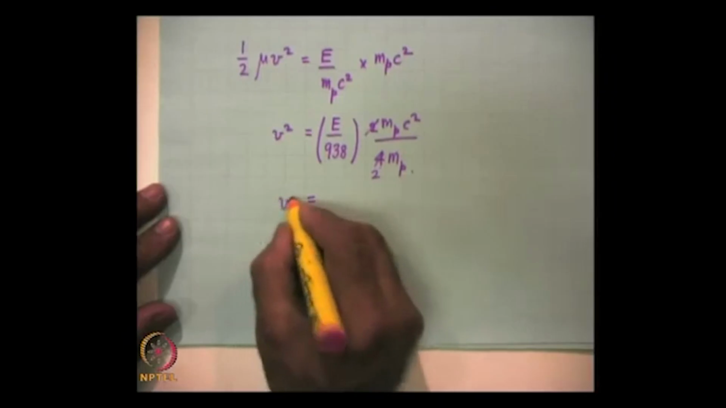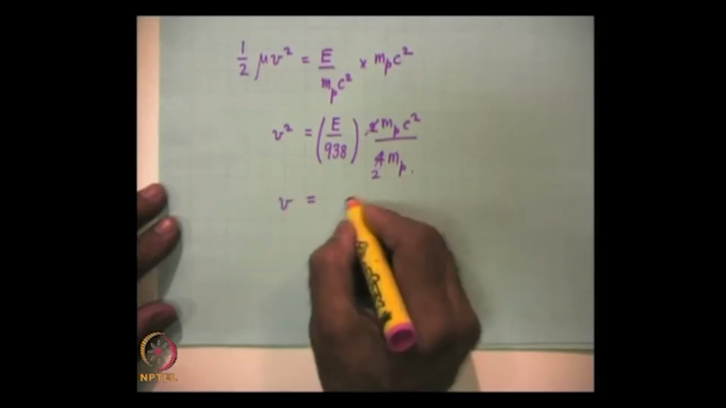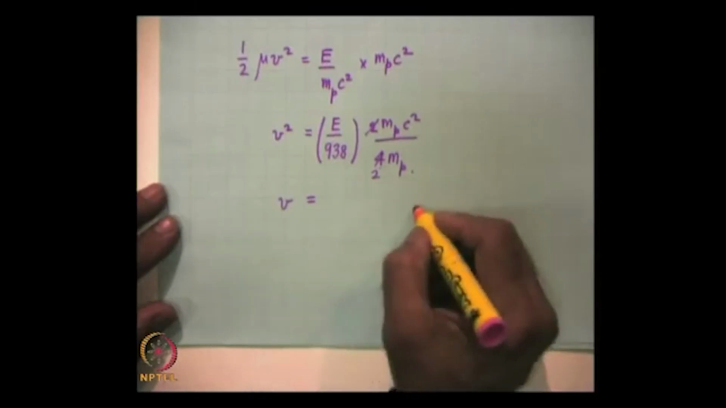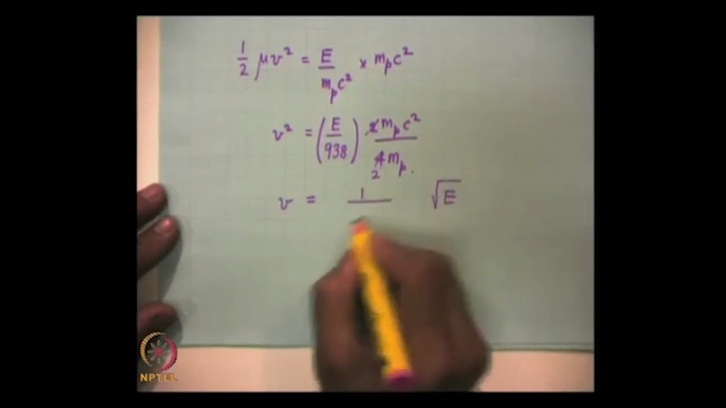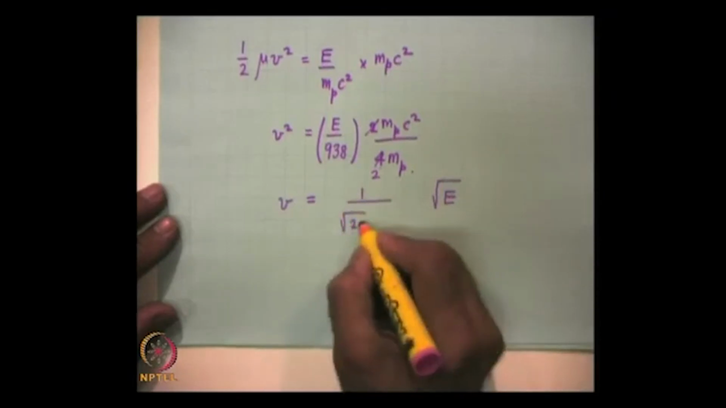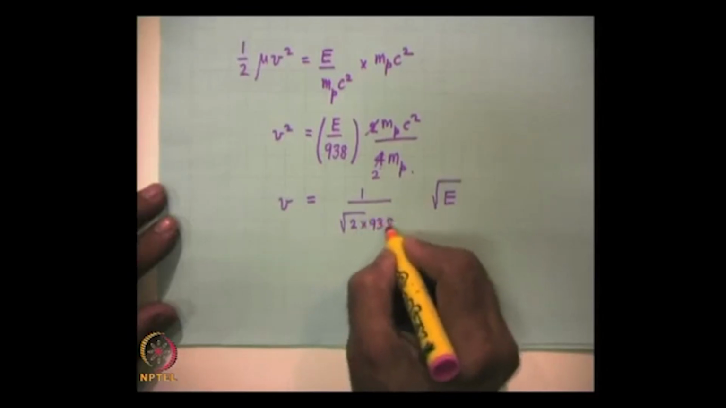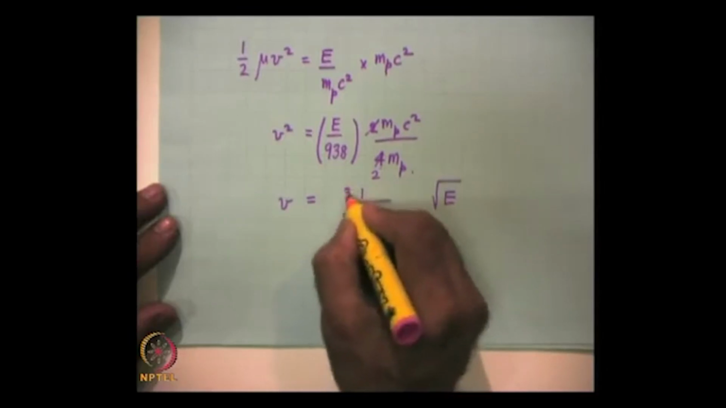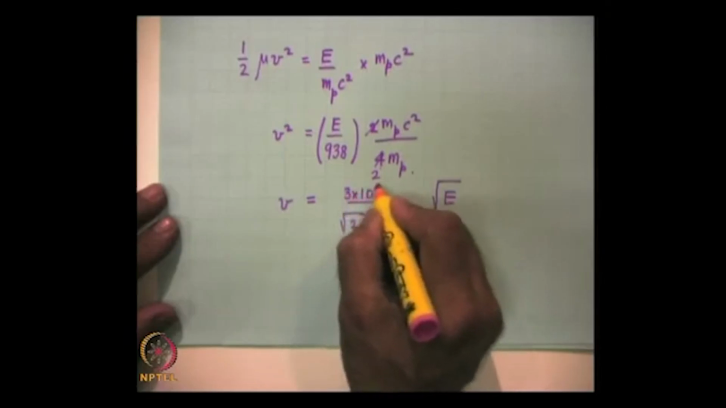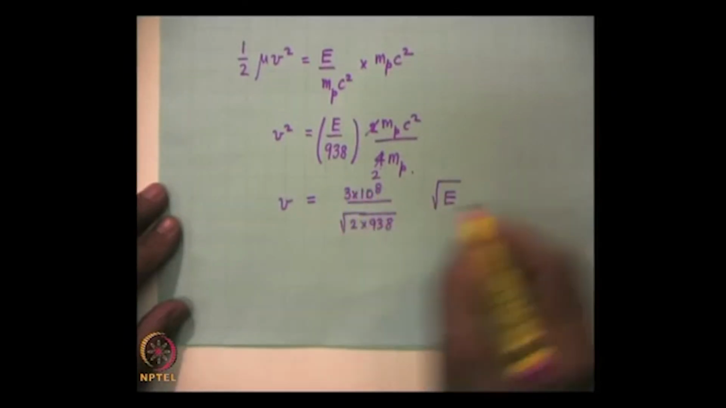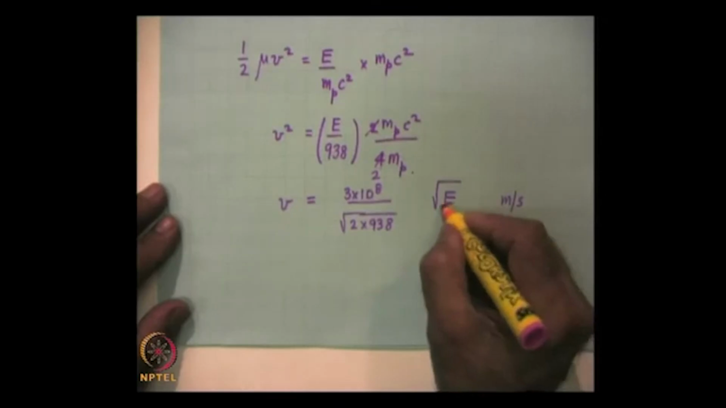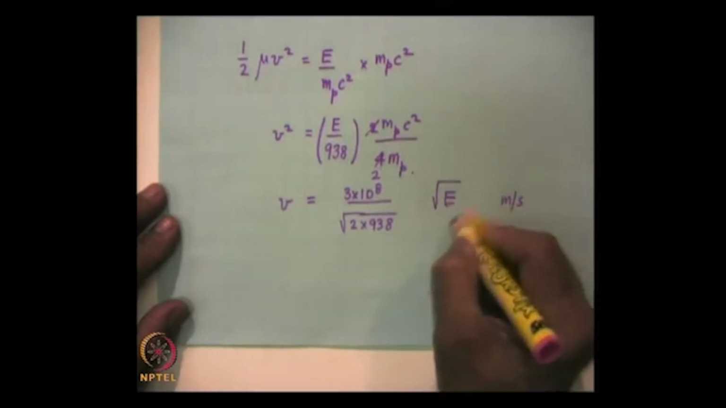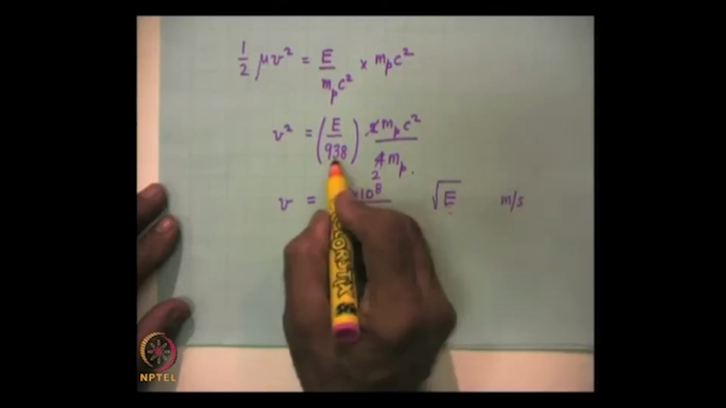So, V is equal to under the root of E, and then under the root of 2 into 938 multiplied by 3 into 10 to the power of 8. So, now V is measured in meters per second, but E is written in terms of MeV. So, E has to be measured in MeV because we have used m_p c square.